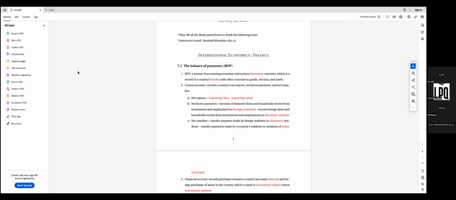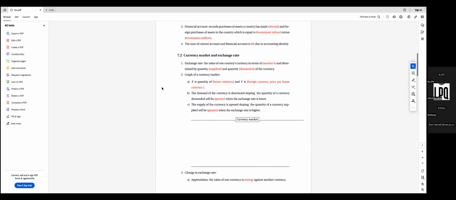But the first difficult problem we need to deal with when we talk about international finance is that different countries use different currencies. Like here we use the Canadian dollar, but Americans use American dollars. So the most important part is who determines the exchange rate between these two currencies, between CAD and USD.